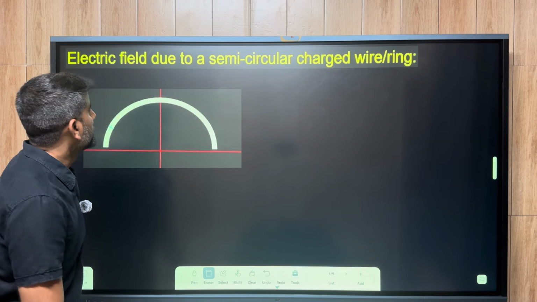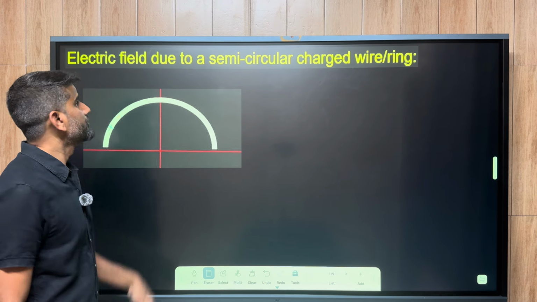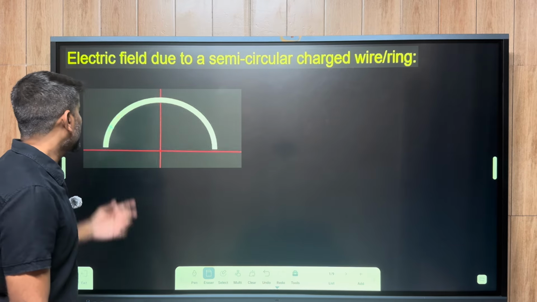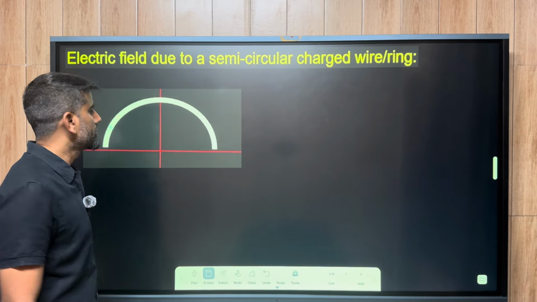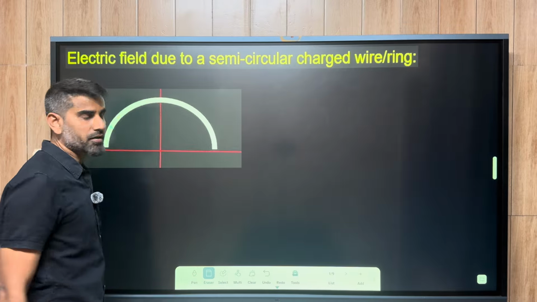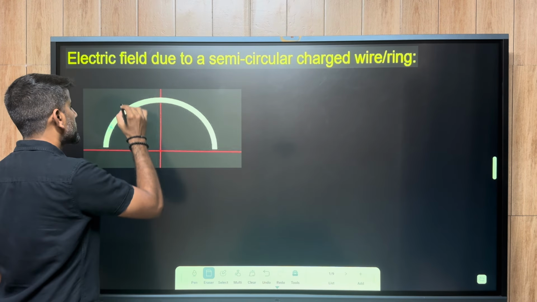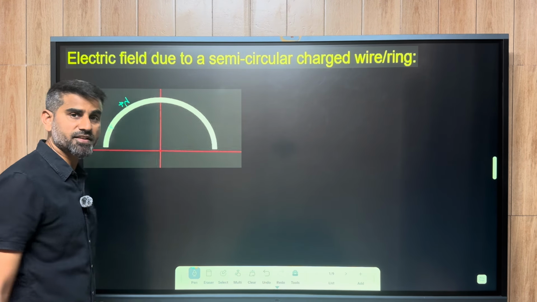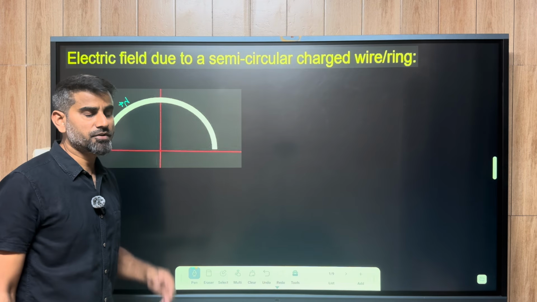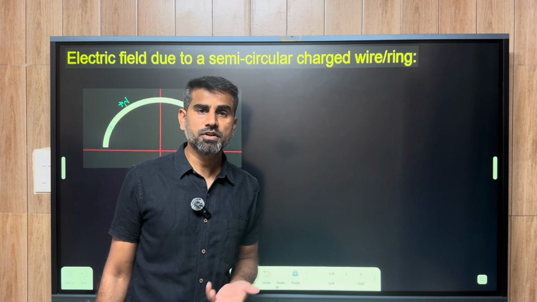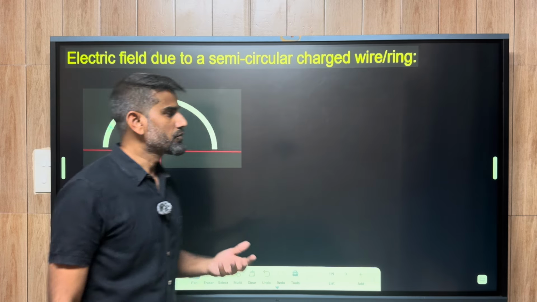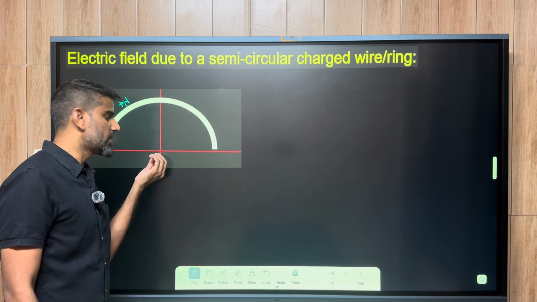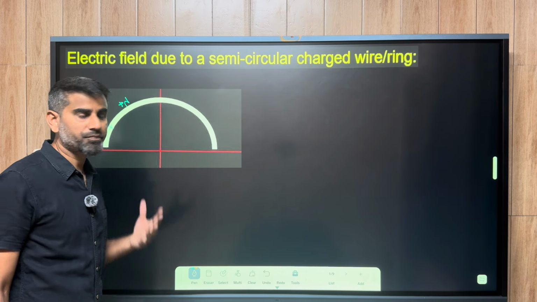Okay, now let's look at this example: the electric field due to a semicircular charged wire or ring. We have taken a semicircular wire. I'm taking this semicircular wire as positively charged, and its linear charge density is plus lambda because it is positively charged. You can also take a negatively charged semicircular ring. If you take a negatively charged ring, then the direction will be opposite to the direction that we will obtain here.